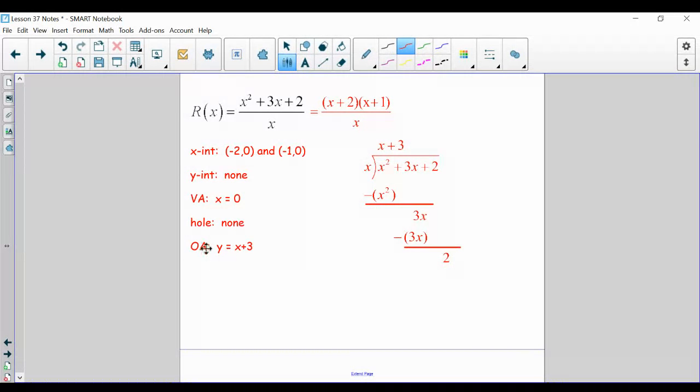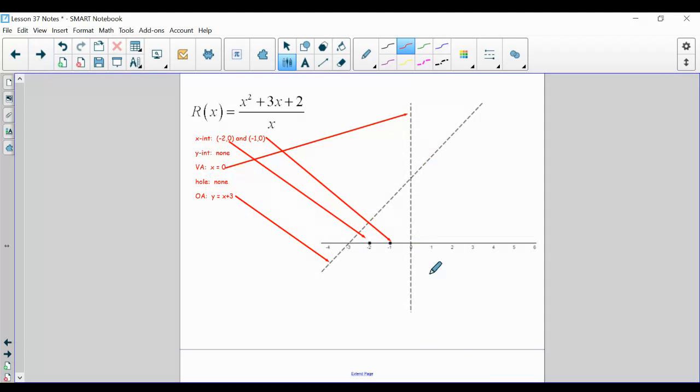And then for oblique asymptotes, like you learned in the first section in this chapter, to find the oblique asymptote, you do long division. And so when I divide, after you divide and you get a remainder, that remainder doesn't matter. So it's just, in this case, y is equal to x plus 3. So I'm going to take each one of these pieces and place them on the graph. So here's what this would look like.